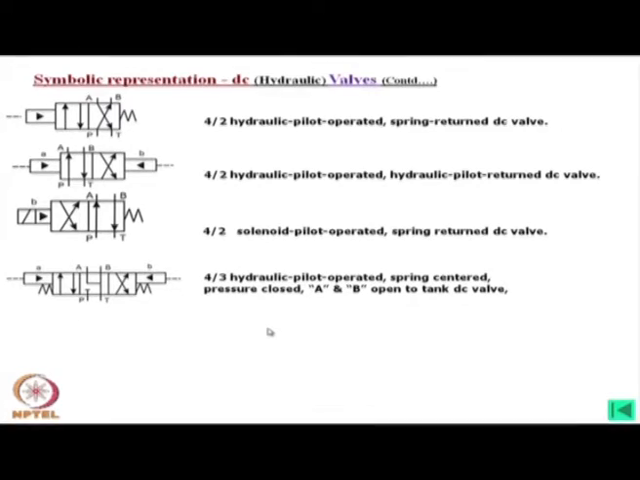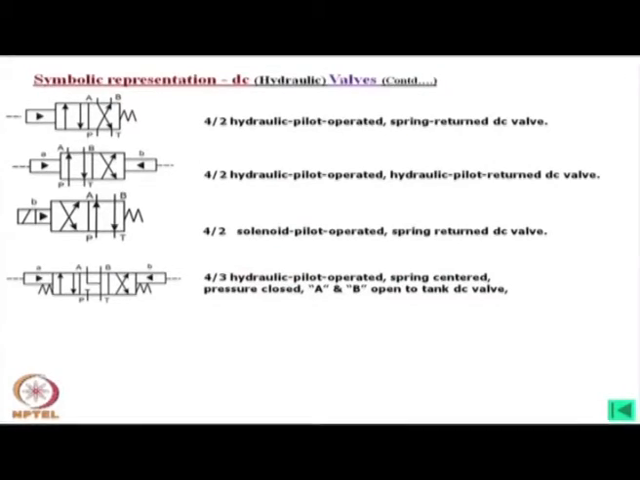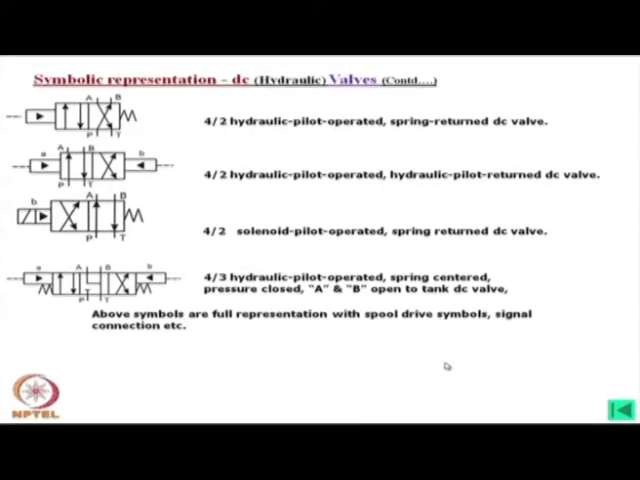Let us see, this is 4/3 hydraulic pilot operated spring centered. When we put the spring on both sides, we call it spring centered. When we put the spring on one side, we call it spring return, and A and B open to tank DC valve. Instead of partially open, it is specified as A, B open to tank. Above symbols are full representations with spool drive symbols, signal, connection, etc.